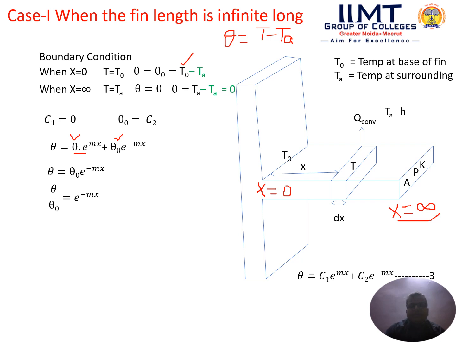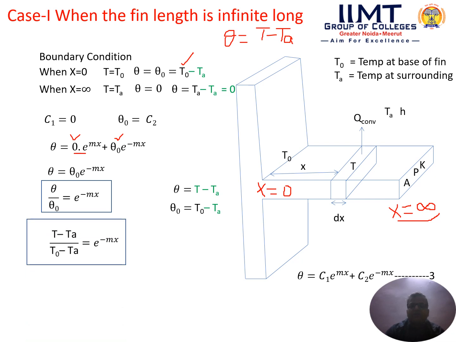Okay, and then theta is equal to T minus Ta, and theta naught is equal to T naught minus Ta. By putting the values of theta and theta naught, we can get another temperature distribution equation for case number 1.